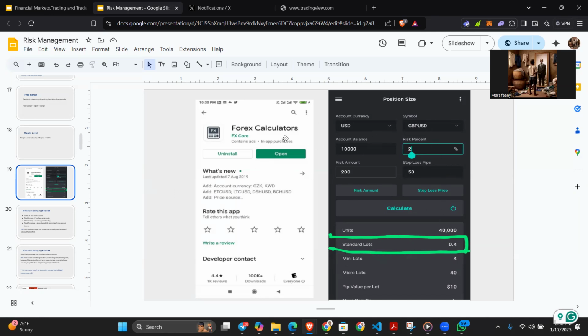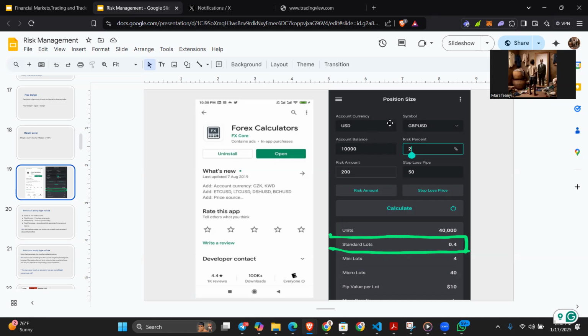Just a quick info here: you can get this calculator on Play Store or App Store. This is one of them, and there is another one, which is Nash Market. I'll be showing you how to use both, and I will also show you how you can do this calculation with your MT5 without using a calculator. So just stay with me, I will show you everything.